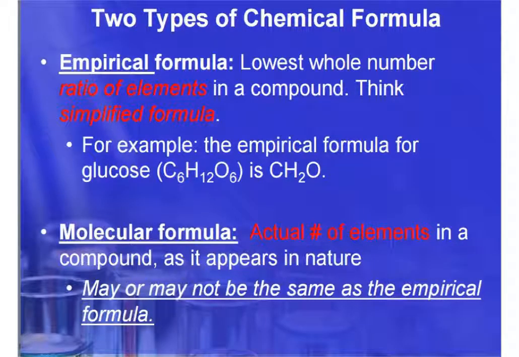All right, so just to remind you, the two different types of formulas: an empirical formula is the simplified formula. It's just the mathematically simplified. So, for example, the actual chemical formula for glucose is C6H12O6. But to see what the empirical formula is, you see if you can divide all of the subscripts by the same number. In this case, we can divide all of those by 6. Okay, and when we do that, we end up with this following empirical formula.